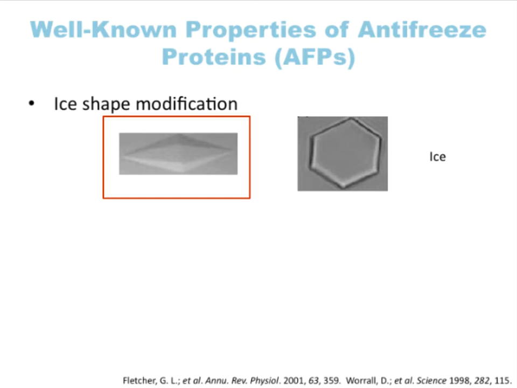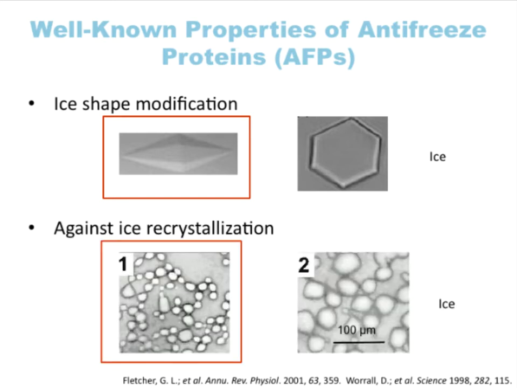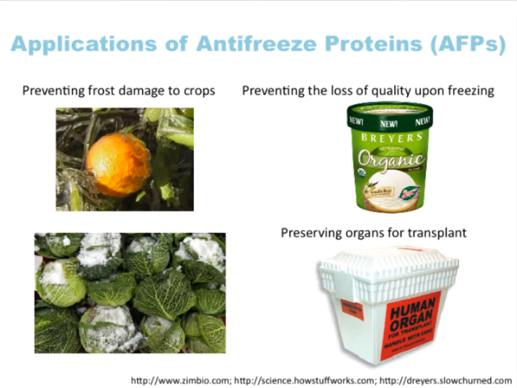Antifreeze protein can modify the ice shape from a hexagonal shape to a bipyramidal shape. And antifreeze protein can also inhibit ice recrystallization. Shown here, we can see antifreeze protein can inhibit small ice crystals from growing bigger. So based on these well-known properties of antifreeze protein, they already have many potential applications.